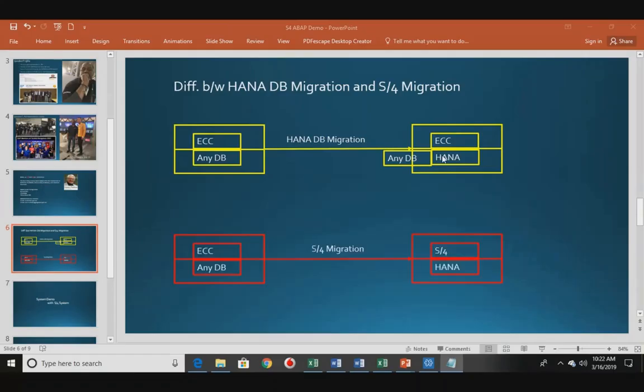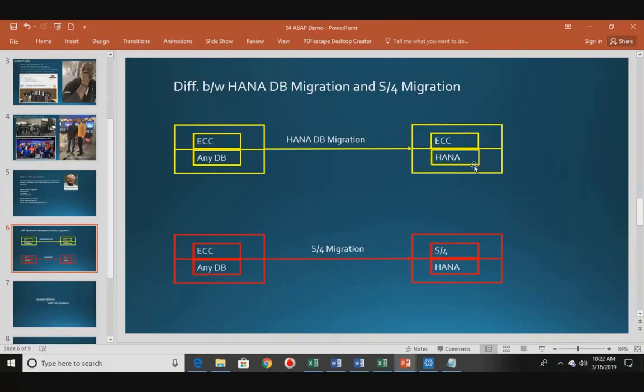So this is what we call the sidecar scenario, where HANA will be a secondary database, and the mainstream scenario is where there will not be any other database apart from HANA under the ECC suite. So these are the two ways DB migration can happen: the sidecar scenario and the mainstream scenario.